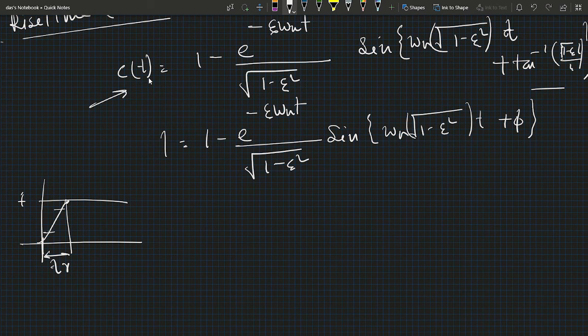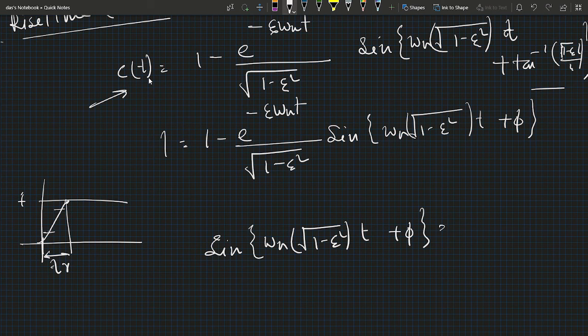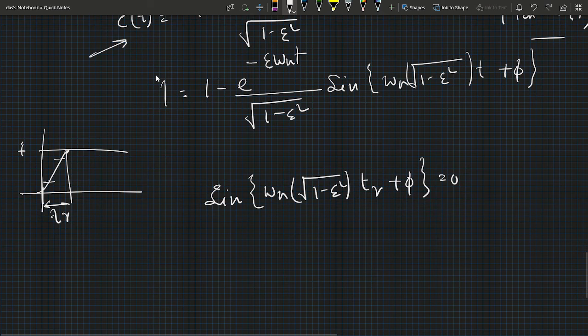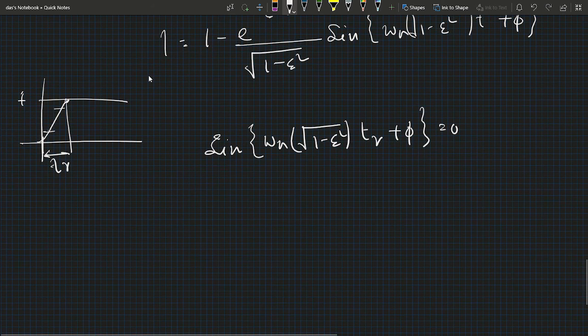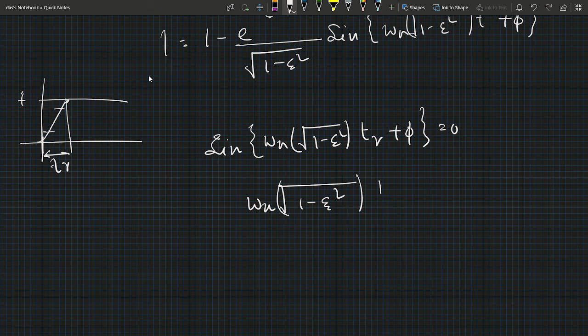Now 1 cancels out with the other term, so we see that only one part remains, that is sine of omega n root over 1 minus zeta square t plus phi equal to 0, and this time is also known as rise time. Now the acceptable solution of this equation, sine of something equal to 0, means it equals n pi. So we only consider pi for the first value, that is therefore omega n root 1 minus zeta square in a bracket tr plus phi equals pi.